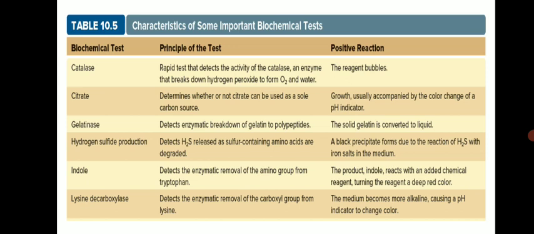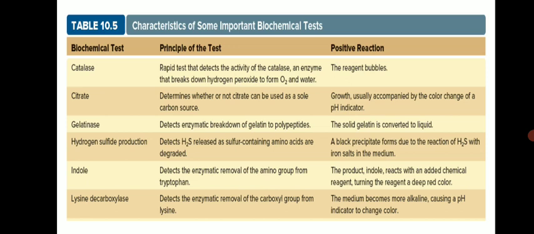Here are some important biochemical tests: catalase production, citrate utilization, gelatin production, hydrogen sulfide production, indole, lysine decarboxylase. All these tests are performed to see whether a particular microbe produces an enzyme, for example catalase and gelatinase. If they produce it, the test is assigned as positive, and if they do not produce any of these enzymes, the test is assigned as negative.